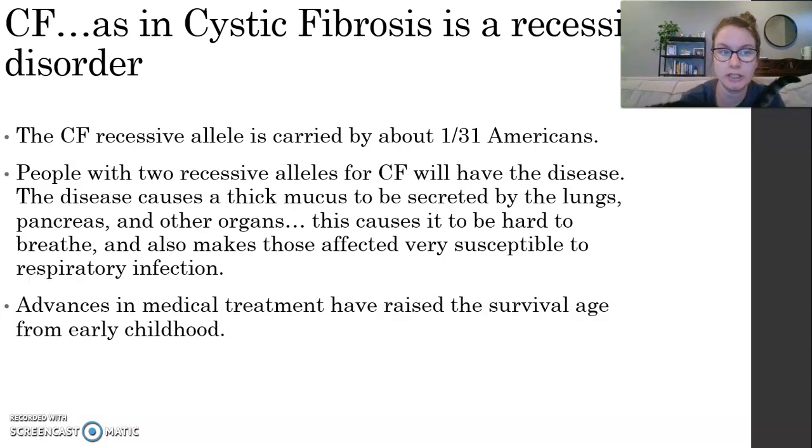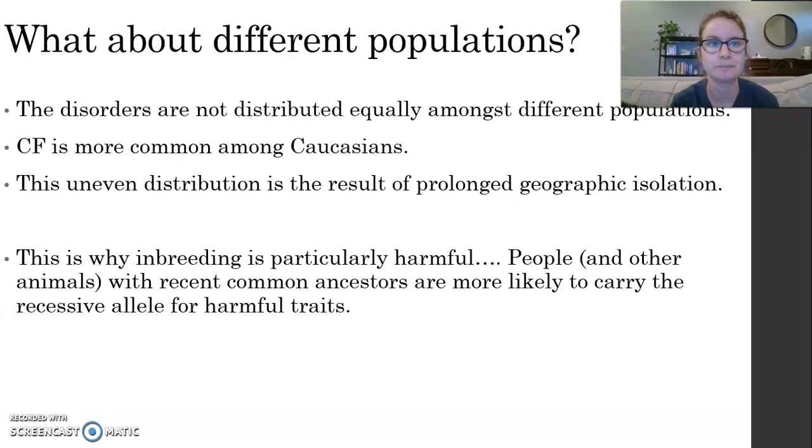If you have 2 of those recessive alleles, then you are going to have the disease. And like I mentioned earlier, it causes a thick mucus to be secreted in the lungs, which makes it difficult for them to breathe. There have been lots of advances in medical treatment for cystic fibrosis. When I was little, if you knew of somebody who had cystic fibrosis, they were going to die in their teens. But now they can live to be 30, 40. They can live a really long time because we've come up with some really good treatments for breaking up that mucus and stuff like that. But still, it is genetic and it does follow the recessive inheritance pattern.